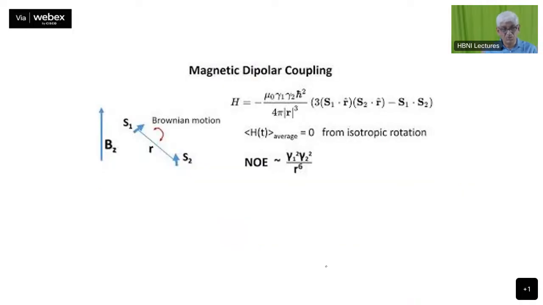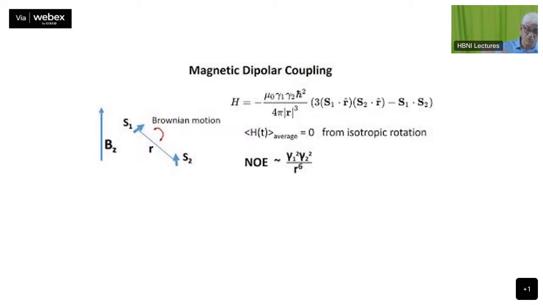Okay, so now we turn to another kind of interaction. We have talked about this earlier. This is the so-called magnetic dipolar coupling. We have discussed it in the context of relaxation and NOE. To give a little of the mathematics, the magnetic dipolar coupling is defined by this Hamiltonian, with gamma 1 and gamma 2 for the two spins, S1 and S2. The magnetic field is in this direction, B0 along Z, and the distance between the two is R.